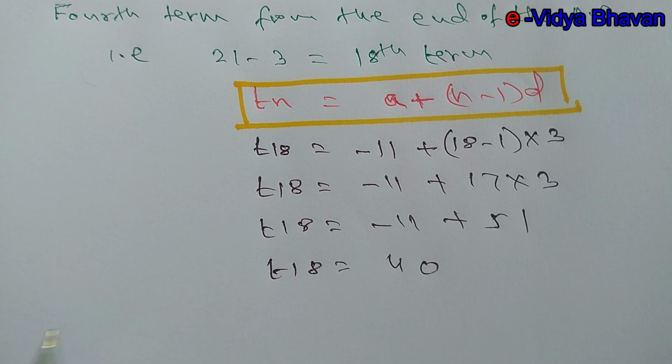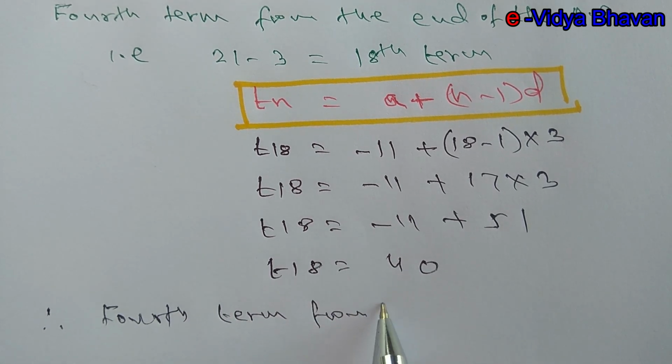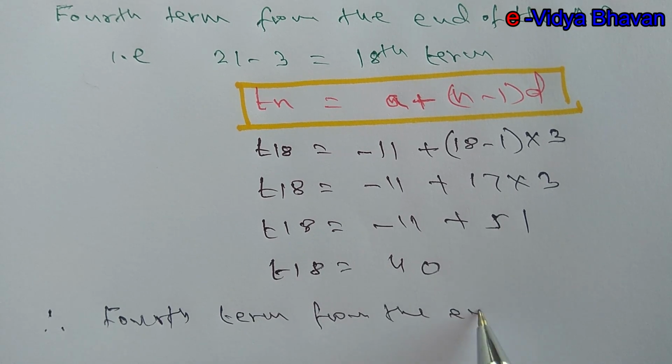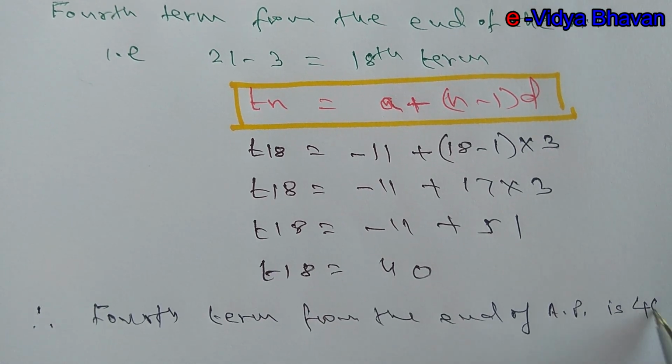So we can say the last line here, fourth term from the end of AP is 40.